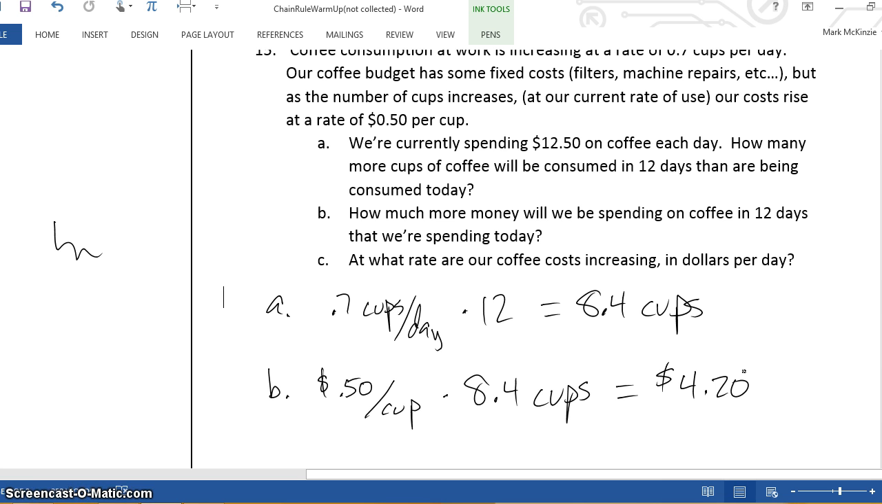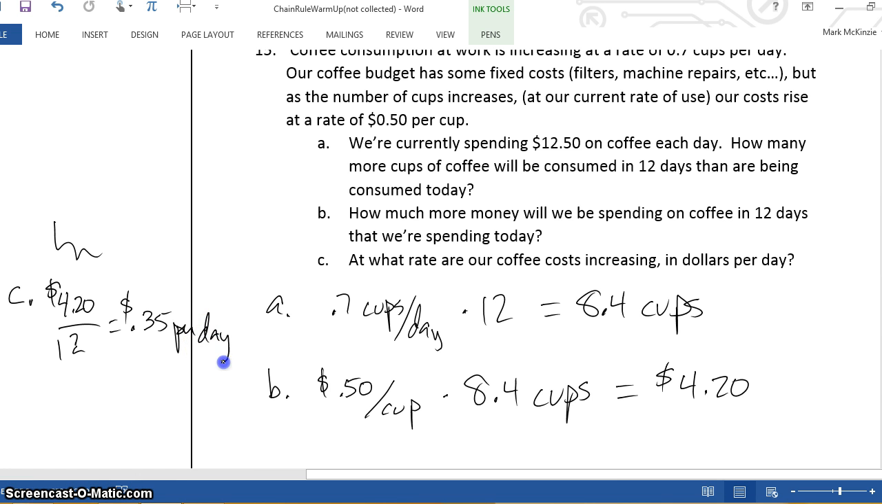For the third part, we're asked the rate at which our coffee costs are increasing in dollars per day. And there are two ways to answer this. One way would be to take the number we just built, $4.20, and divide it by 12. If you divide $4.20 by 12, you'll end up getting $0.35 or 35 cents per day.